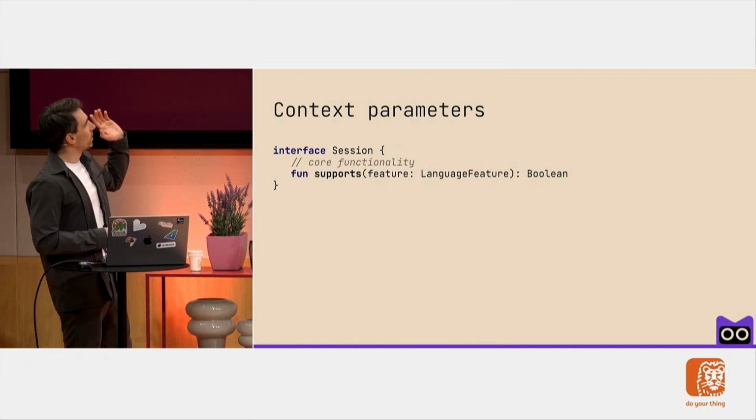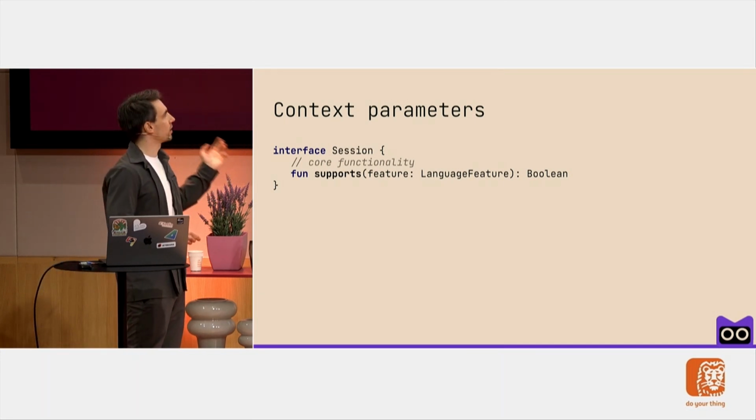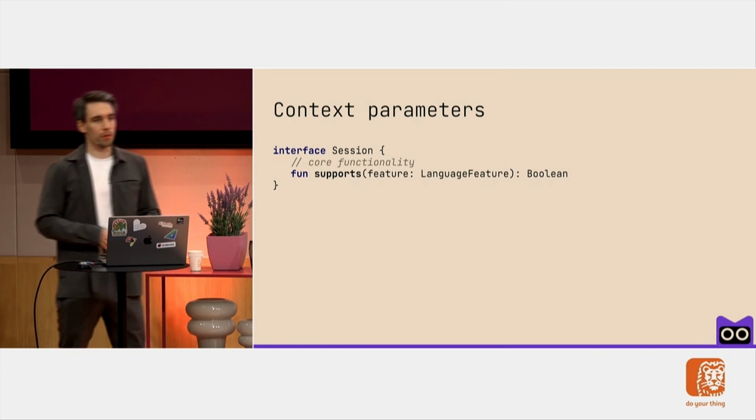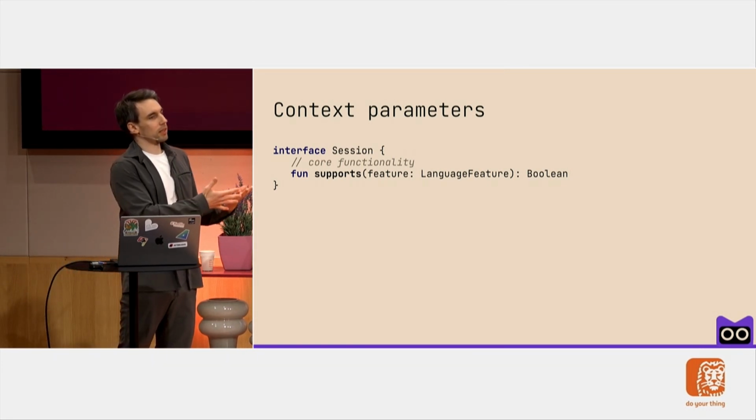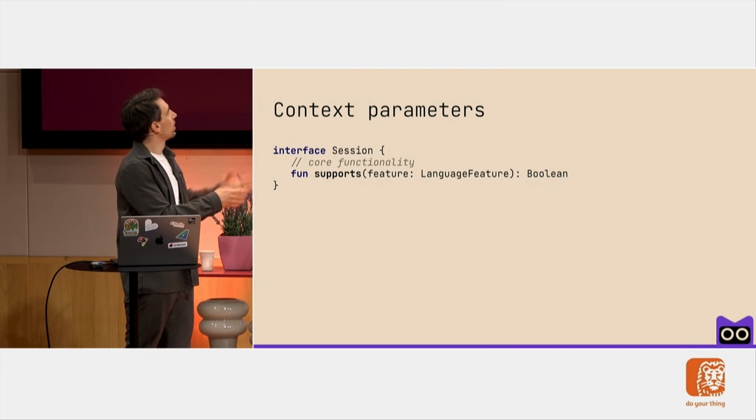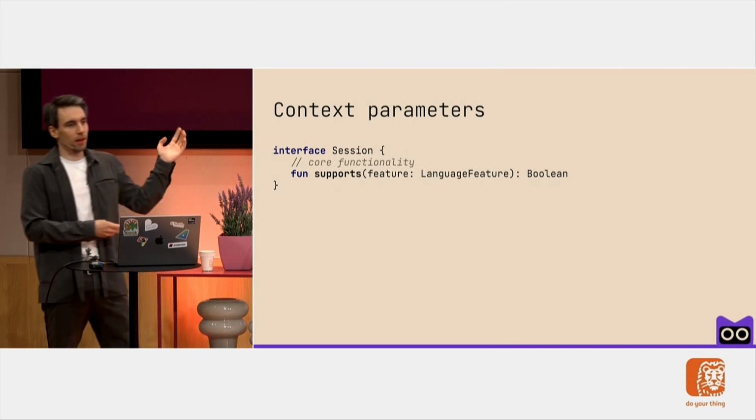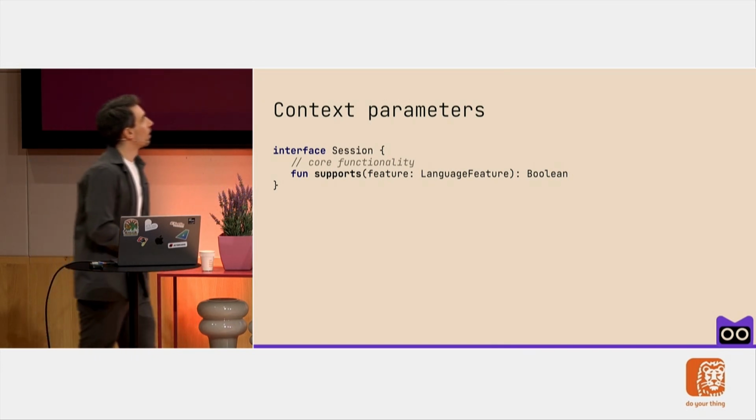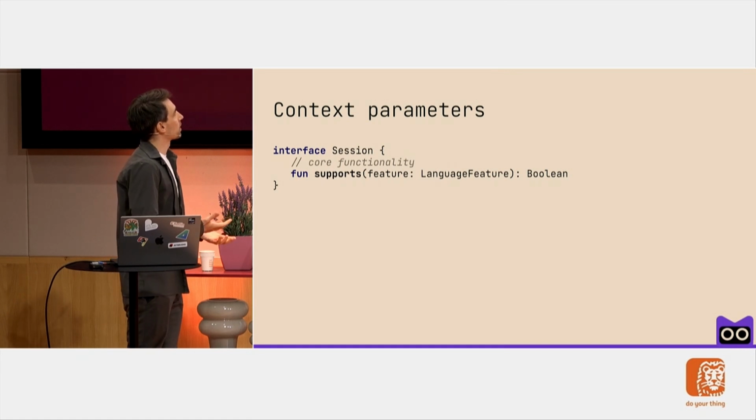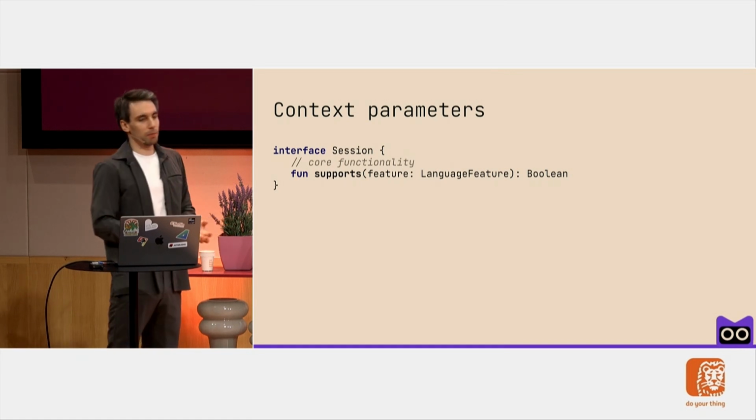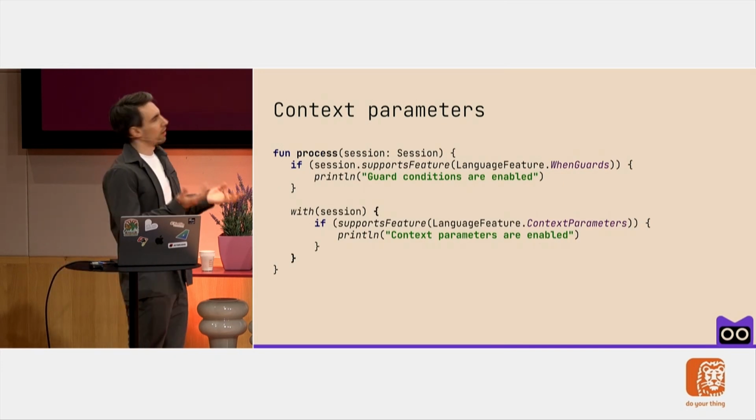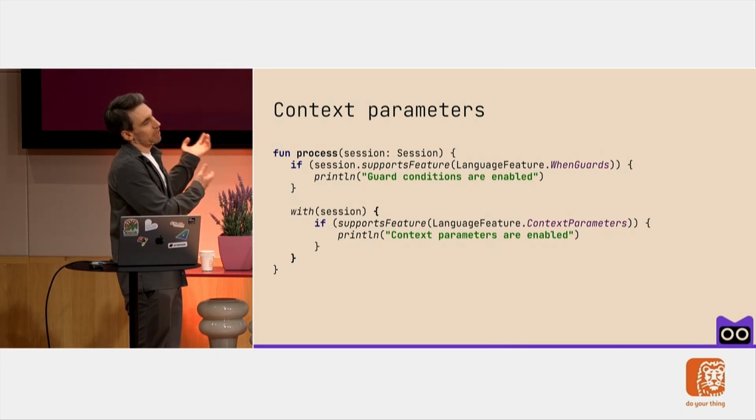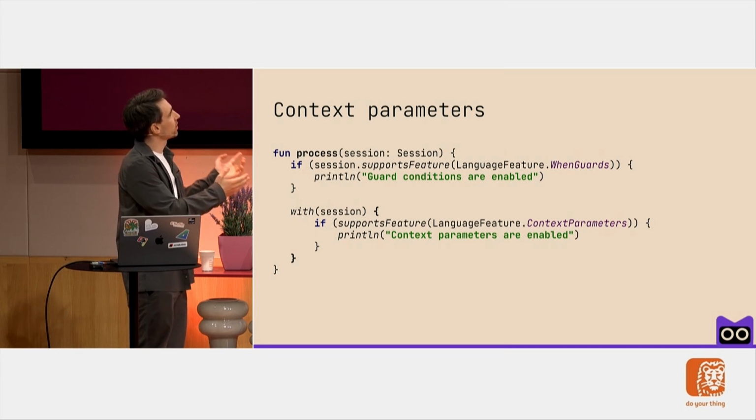Normally it happens when you have an interface or a class like session or transaction or something with resources that has a life cycle. And this interface has some core functionality. Here we have an interface Session and the function supports, which checks whether a certain language feature is enabled or not. And how can we use this? When we have this session, we just use, of course, session.supports feature, like when guards.